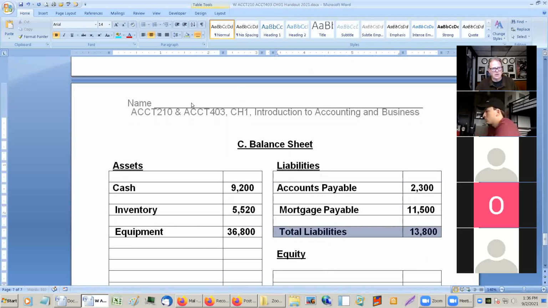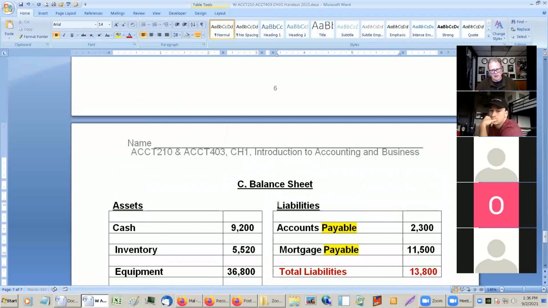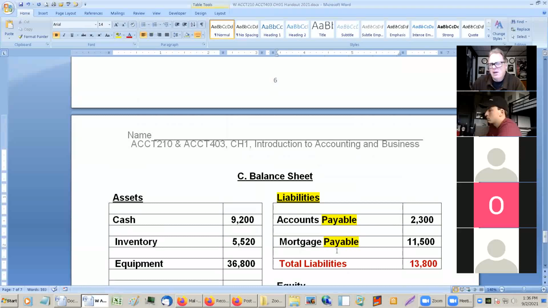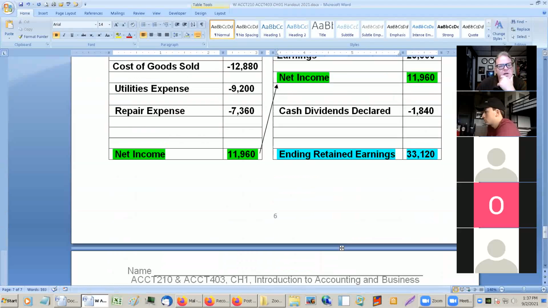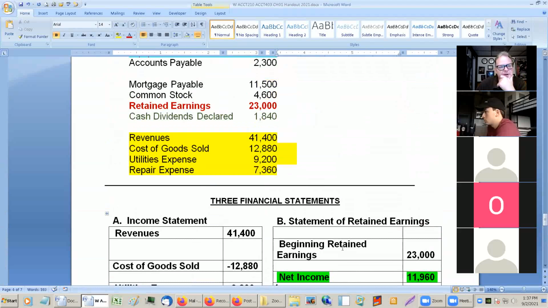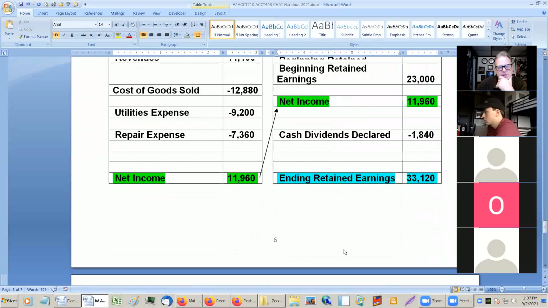And again, these liabilities, the magic word, payable, is going to automatically be in the liabilities. And most liabilities you'll see are payables. The unearned revenue and stuff like that, you hardly ever see. Well, it depends on the business, but it's not as common as payable. So anytime you see payable, liability. Okay. Common stock 4,600.